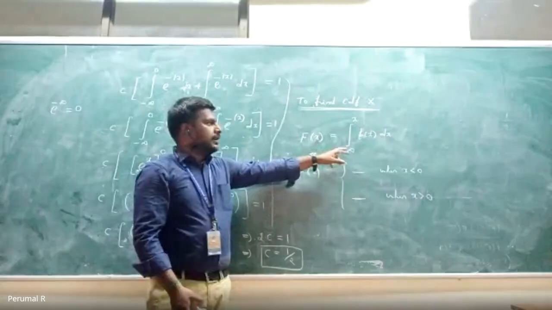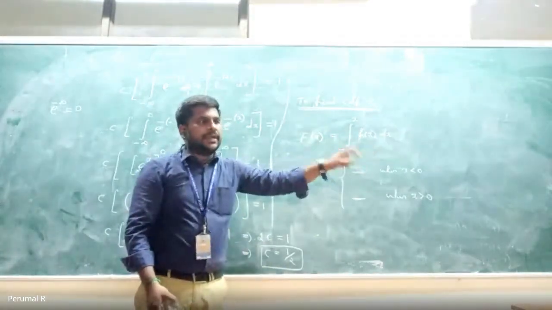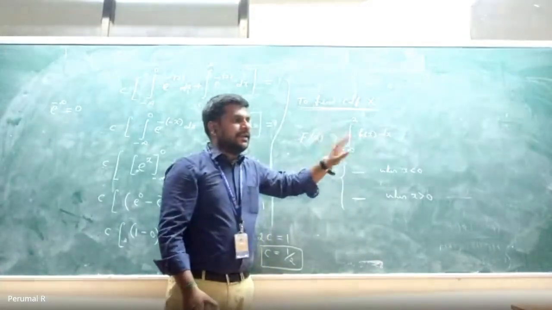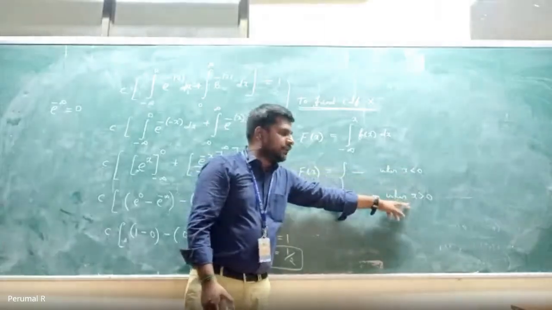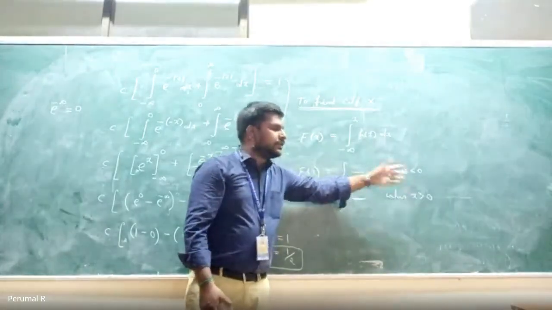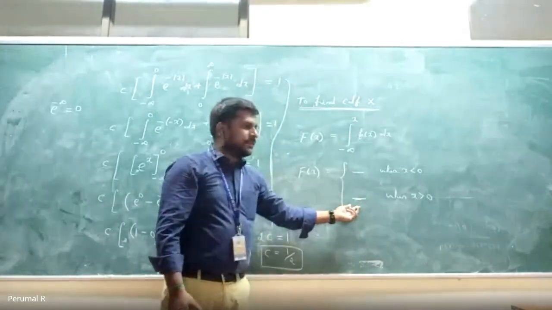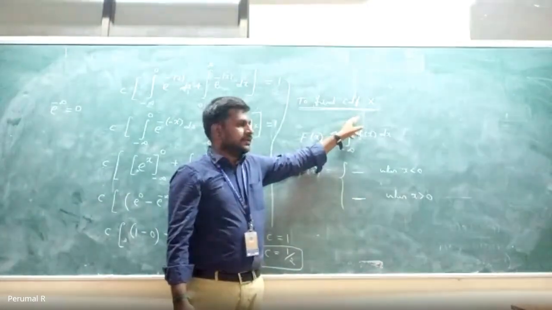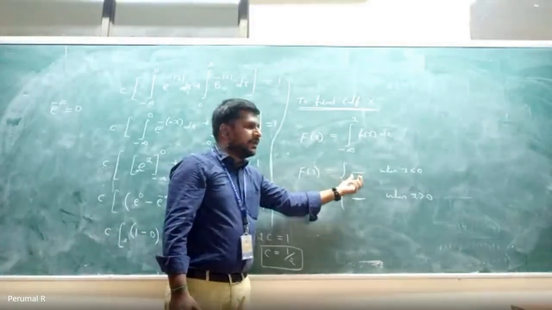Okay. So here f(x) is defined in the interval minus infinity to infinity. Since your function has modulus x, we need to break it into two intervals. One is less than 0, another one is greater than 0. So when x is less than 0, what is your function? When x is greater than 0, what is your function? Now look at your upper limit. Your upper limit should be x. Therefore, you get your function in terms of the variable x.